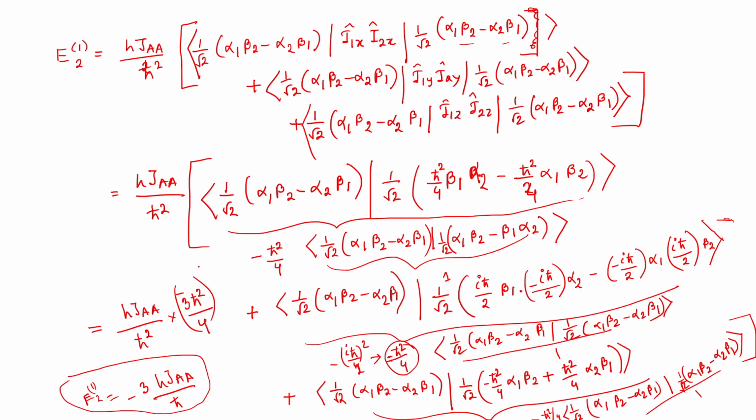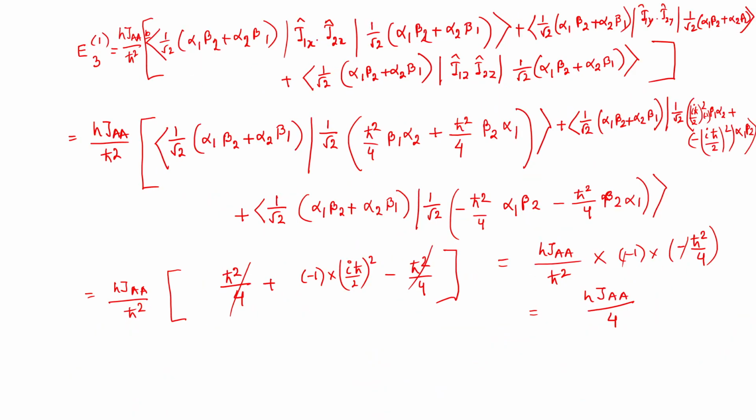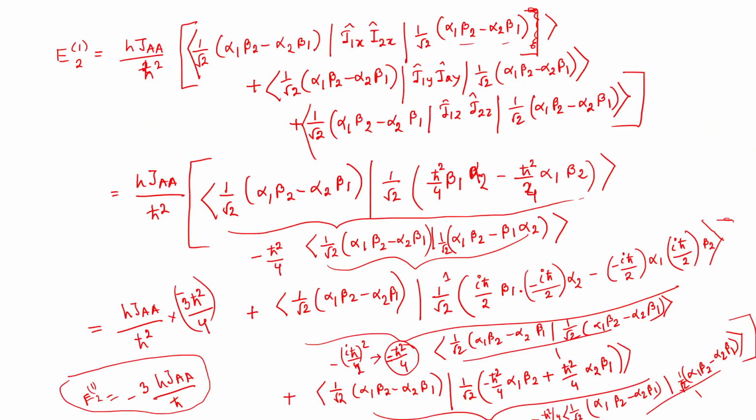It looks like a lot of calculation. Actually, the calculation was a lot, but it was easy because in most of the cases you are going to get 0: alpha 1 beta 2 are not an eigenfunction of the operators I1x and I2x, so you get different functions after operating those operators on your wave function. And for 3, you have seen that it was destabilized by hJ by 4. I have written it incorrectly; here also I should have written 4.